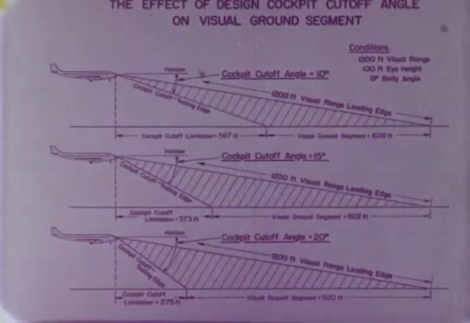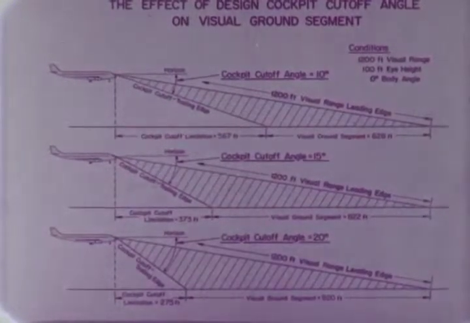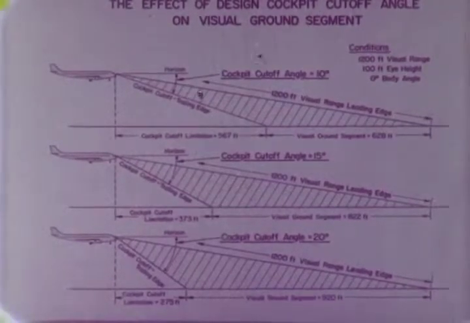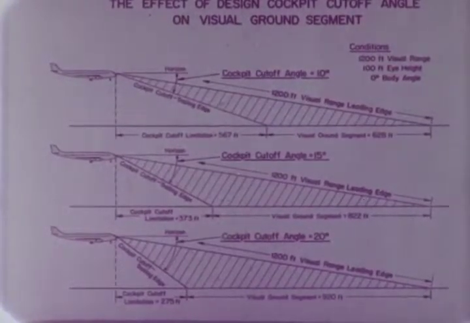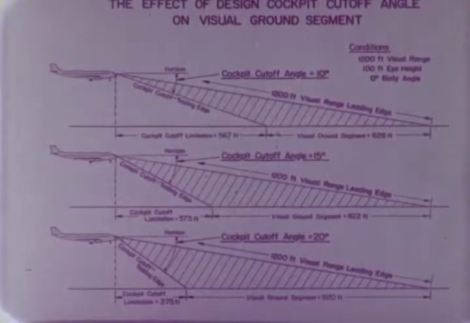Also, the pilot's apparent cutoff angle varies with aircraft body angle. Body angle is a function of airspeed in relation to V-thresh. 5 knots of speed reduction will increase body angle 1 degree and thus reduce the cutoff angle and visual ground segment.